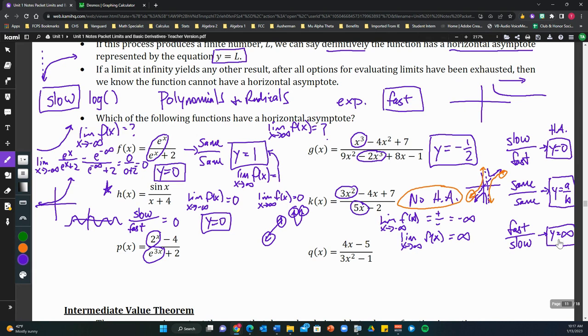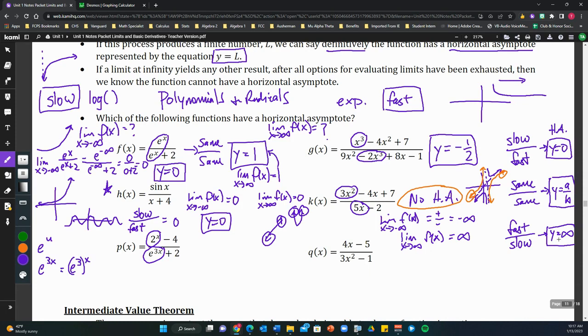For e to a non-x power, whenever e is raised to some other power, you have to be able to use some exponent properties to break it apart to truly evaluate what the base of this function is. So e to the 3x, undoing some exponent properties, I can write that as e cubed to the x power.